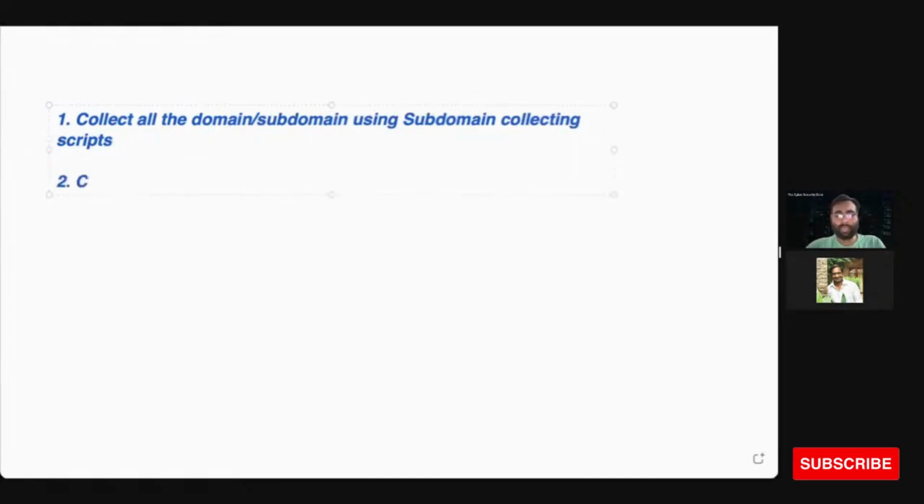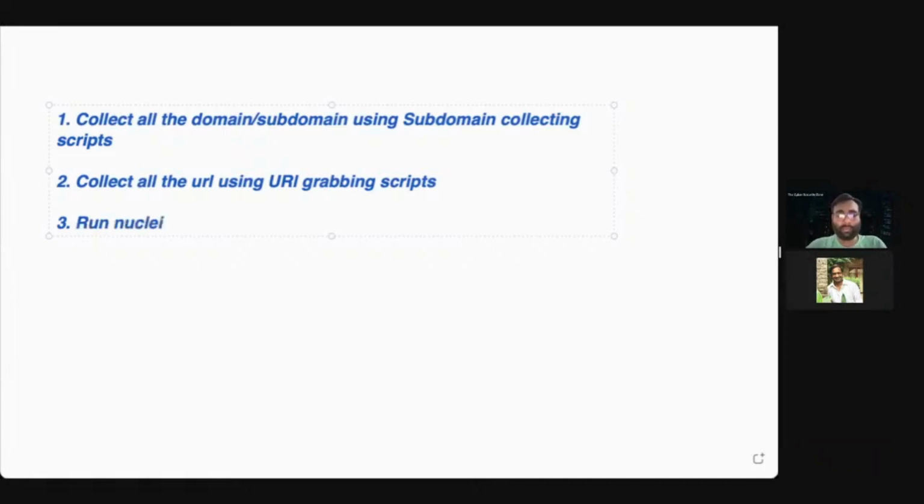Second step is to collect all the URLs using a URL grabbing script. I already talked about how to collect subdomains and collect URLs in our previous videos, so you need to check that out. And then run nuclei templates on your domain.